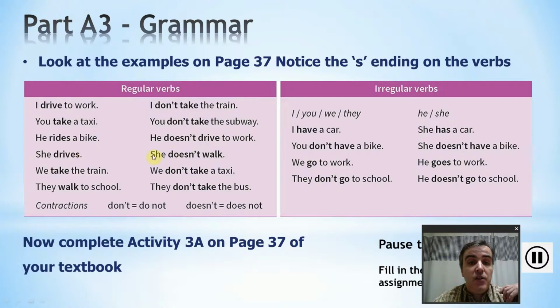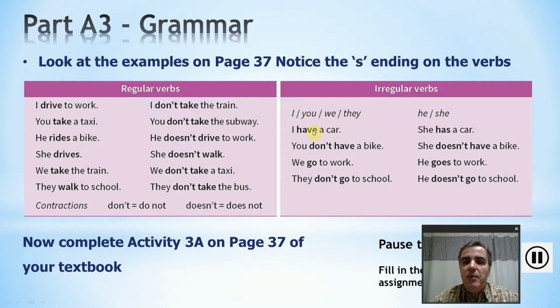She drives. She doesn't walk. We take the train. We don't take a taxi. They walk to school. They don't take the bus. So it shows us here I, you, we, and they. We're using the normal verb, drive, take, ride, walk. He or she, we're changing that. Drives, takes, rides, walks. So it's important that we know this here.